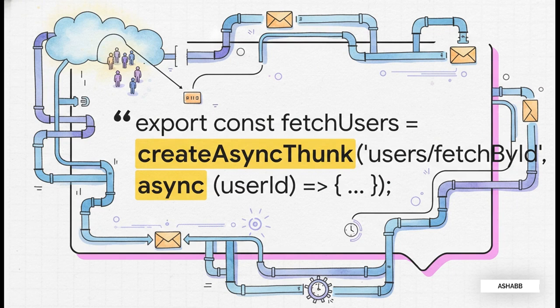Step 1 is you define the thunk itself. You call createAsyncThunk. You give it a unique name like user/fetch-by-ID, and then you give it an async function. This is where you put your actual API call, your fetch request. Whatever this async function returns, that becomes the data, the payload of your fulfilled action.